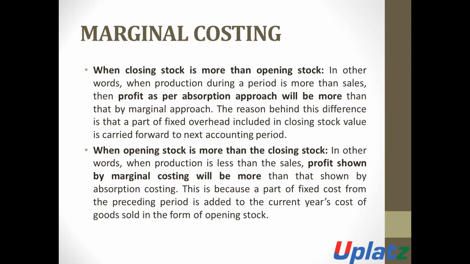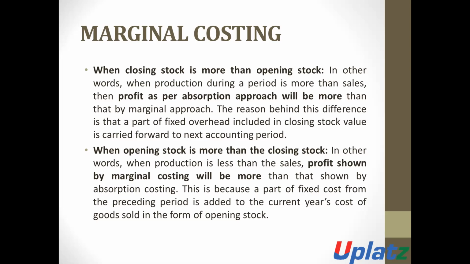The next is when closing stock is more than the opening stock. In other words, when the production during the period is more than the sale, then the profit as per absorption costing will be more than marginal costing. The reason is that the difference is the part of fixed overhead which is included in the closing stock value, and it is carried forward to the next accounting period.